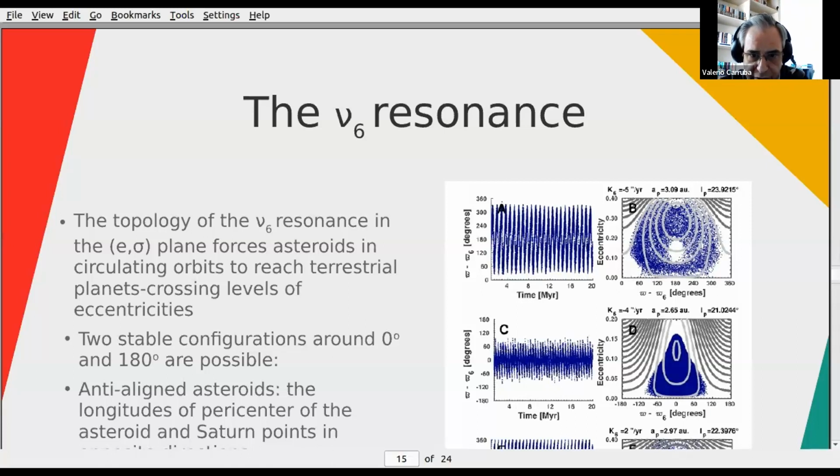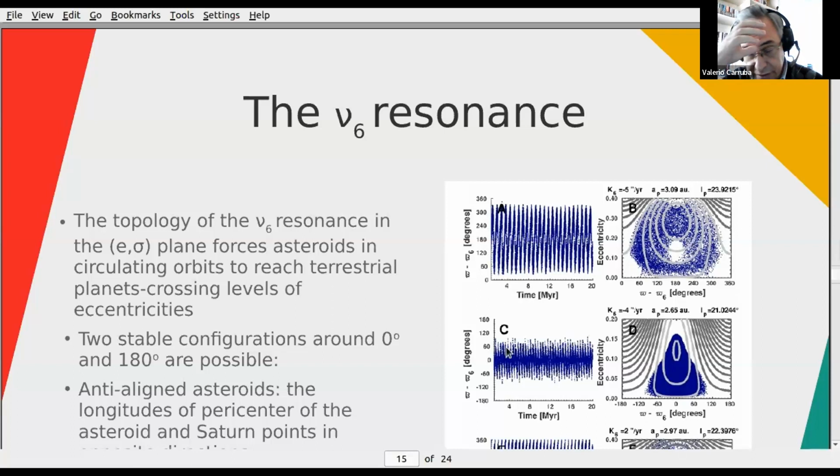You can have oscillations around 180 or 0 degrees, which are the equilibrium points. So you can have 180 in the first plot A, or 0 in the third plot C. And these are two equilibrium points of the Nu-6 resonance. The first one is called anti-aligned orbits because for these asteroids, the perihelion of the planet and of the asteroid points in opposite directions. And the second is called aligned orbits because the two perihelia essentially point in the same direction in the sky.